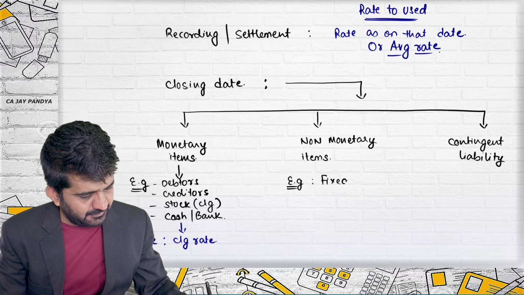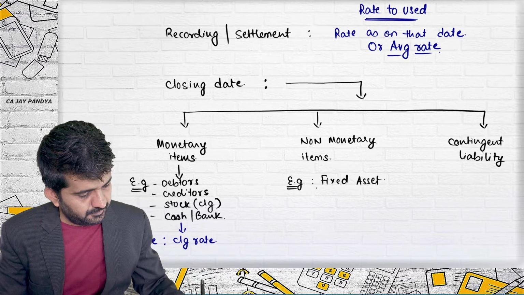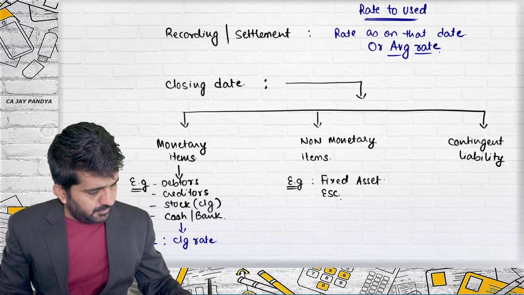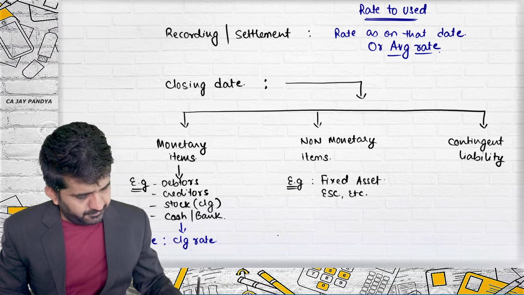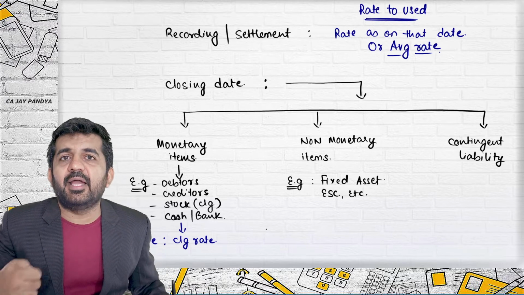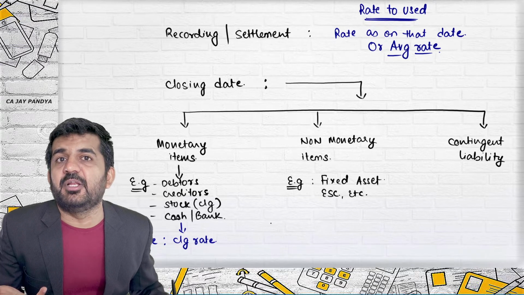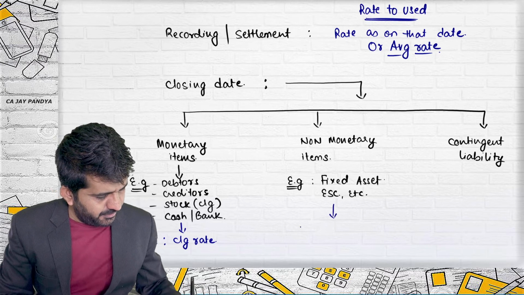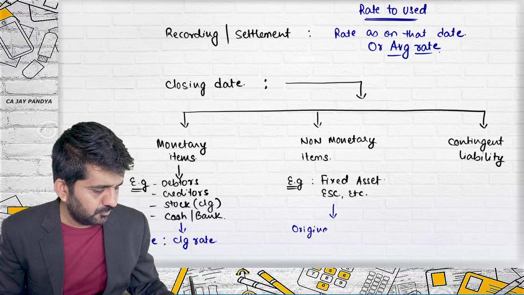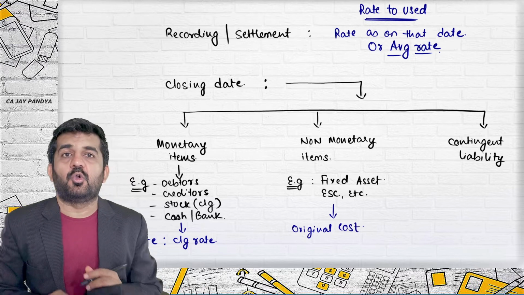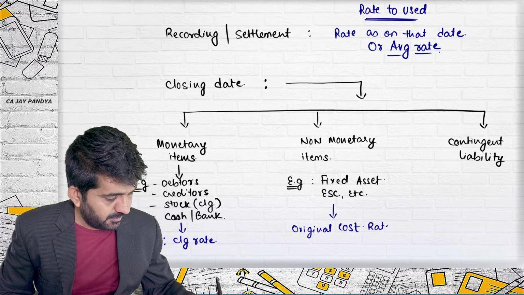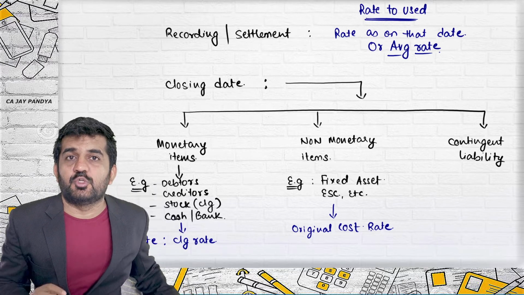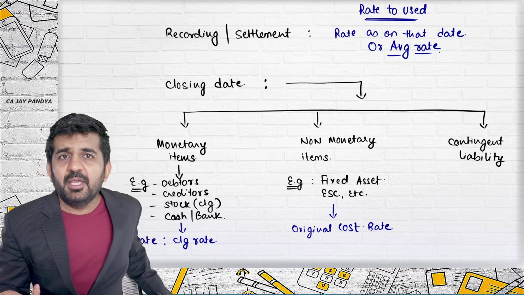Non-monetary items, like fixed assets and equity share capital. These are items which are not easily or readily convertible into cash, and they will be recorded at the original cost rate, or the rate as on the date on which it was purchased.